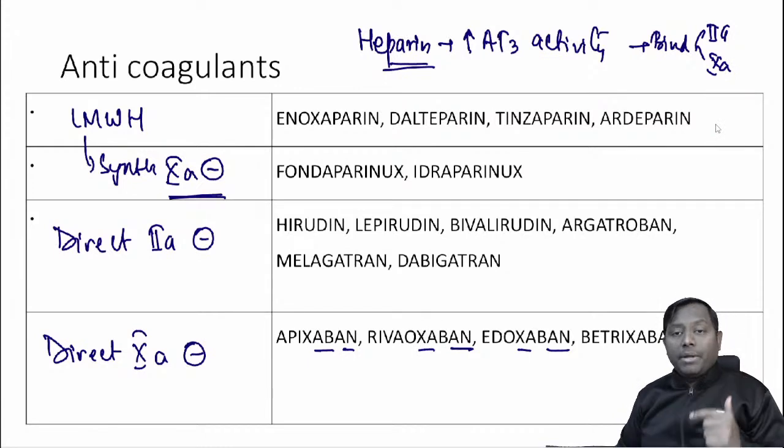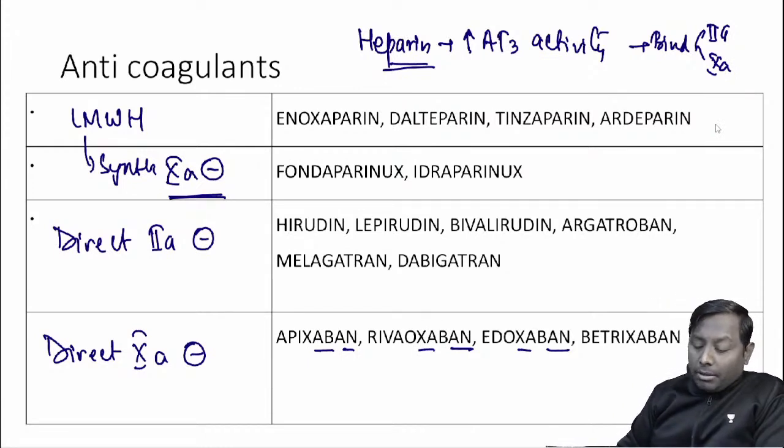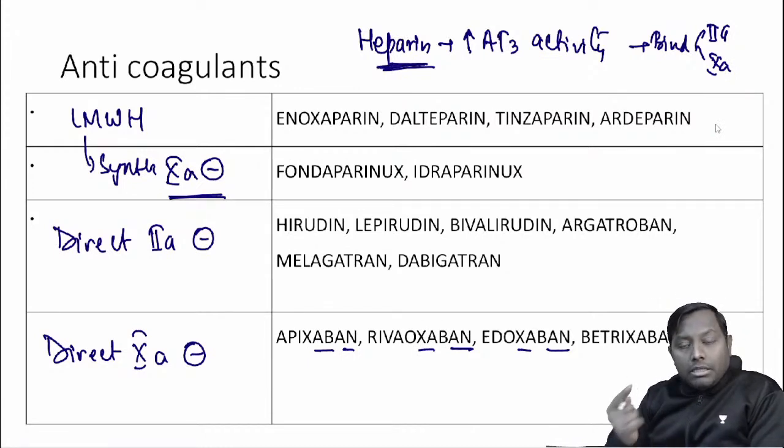So that is why we say heparin is an indirect thrombin inhibitor. What do we call heparin? Indirect thrombin inhibitor. And I think in the very first slide today, I have already given you the antidotes.